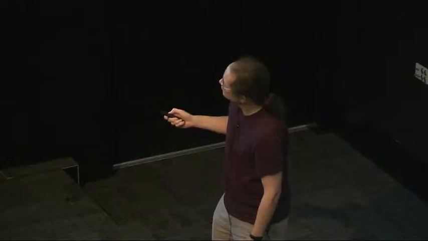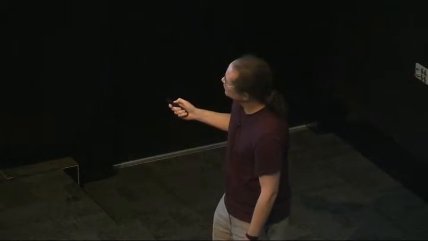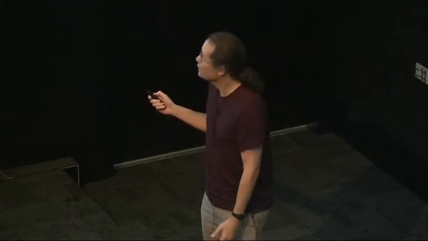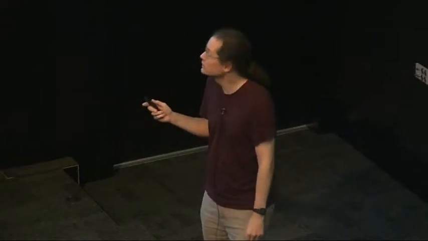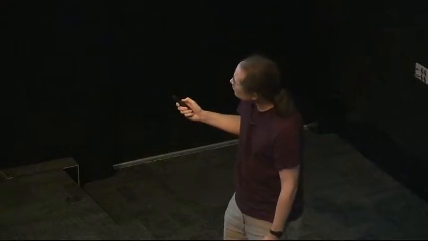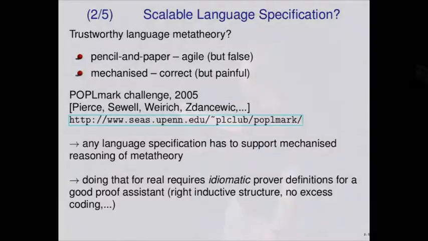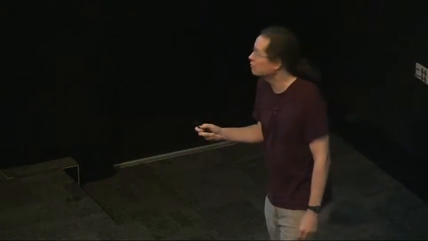So a group of us back in 2005 observed a situation and said, wouldn't it be nice to have a little challenge problem so we could figure out how and whether people can do mechanized proofs in the best possible style and document that style. And we took several lessons from that, but one lesson is that any language specification worth its salt has to be able to support mechanized proof of metatheory, if there is any metatheory that you care about.